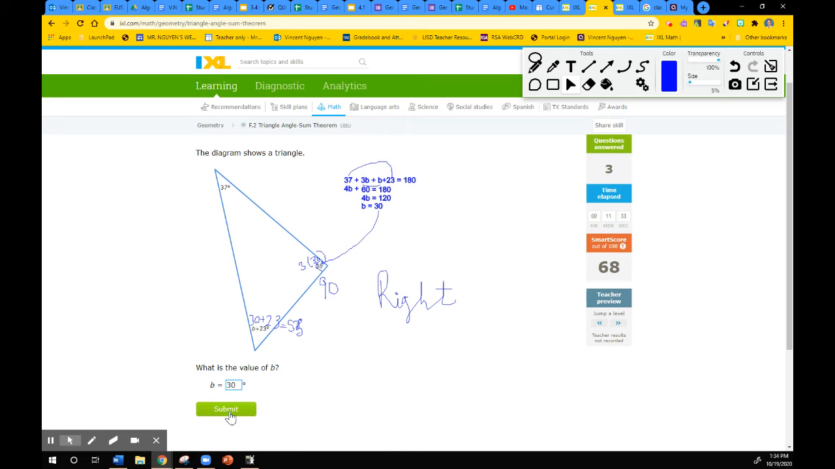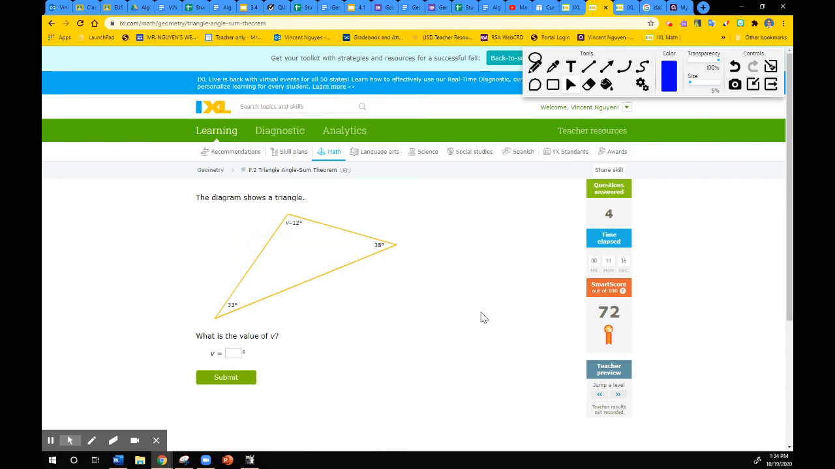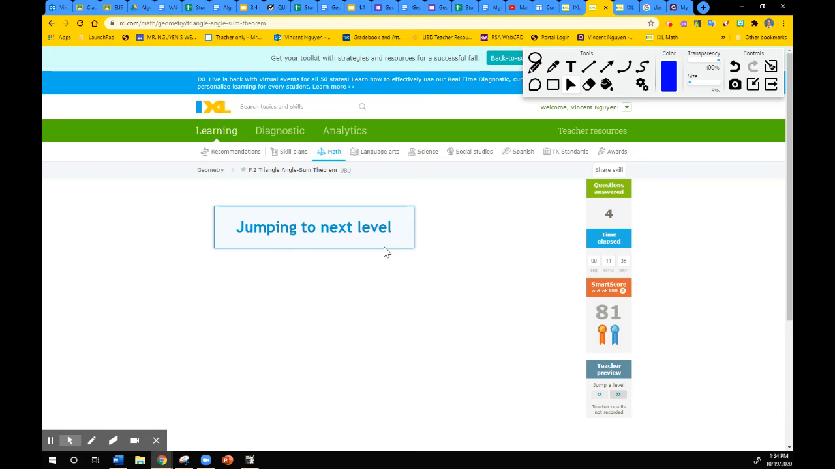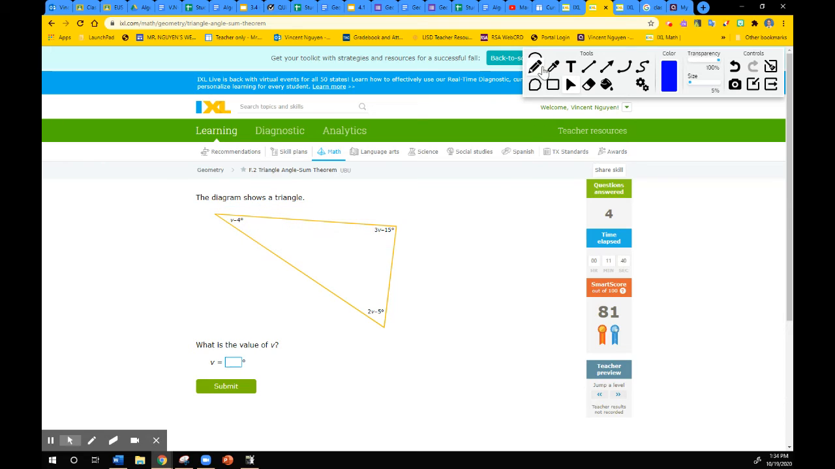Okay, submit. Yes, okay. Let's jump level one more time, and then this is the last problem I'm working out. Okay, so this is like level 3 kind of problems, right? Well, level 3 would ask you to substitute and find each one of these. So this is still kind of like level 2. All right, let's do this.